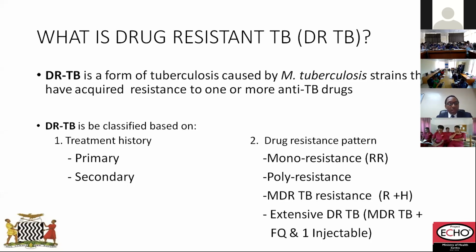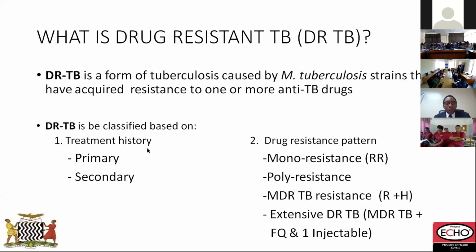Then secondary drug-resistant TB is where an individual has suffered from TB before, and the second episode that they have is drug-resistant TB. Or a patient who is on first-line TB drugs and they develop resistance. This is what is called secondary drug-resistant TB.